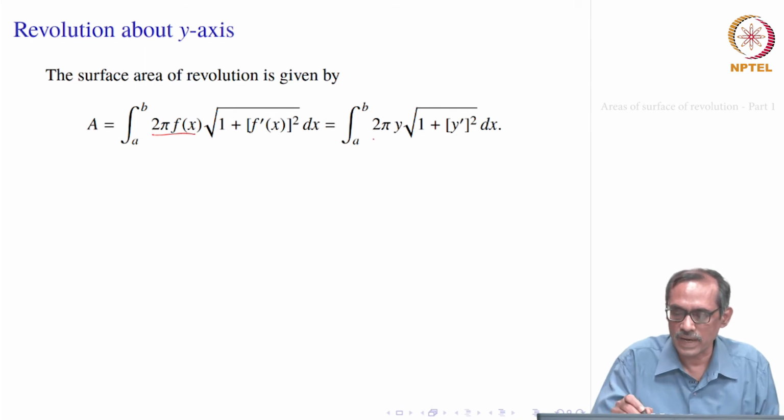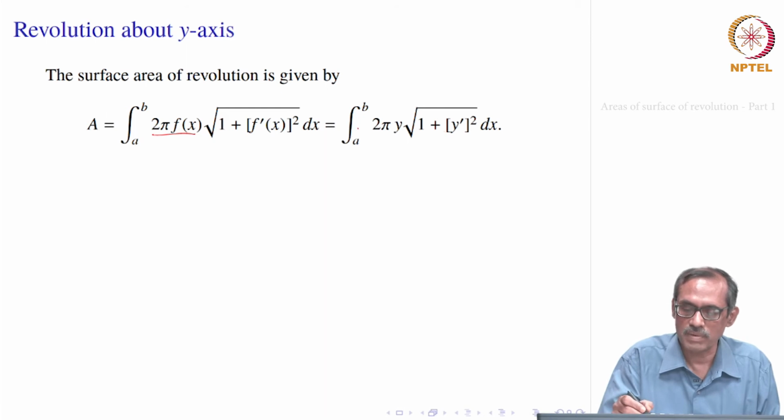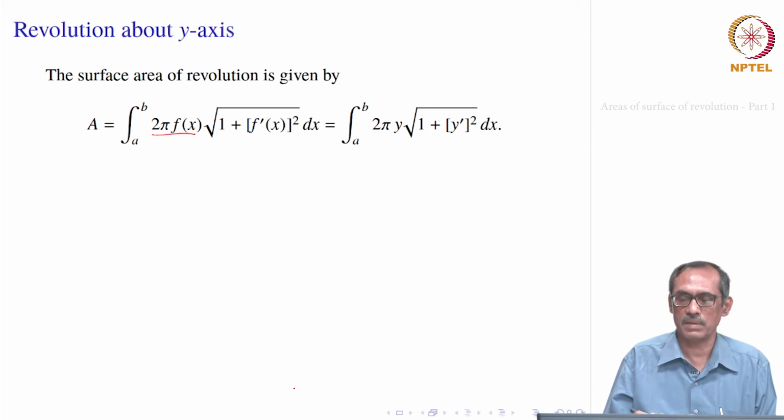So, this also we can write as 2 pi y square root of 1 plus y prime square dx, where x is varying from a to b. So, a and b are the limits for x.